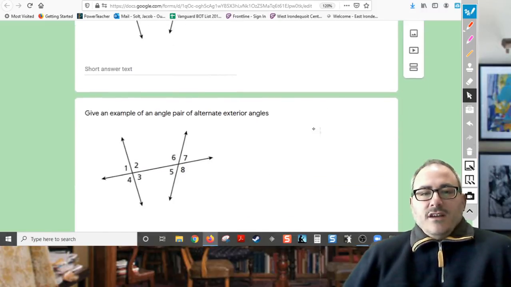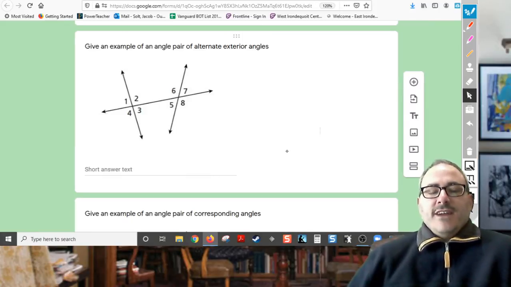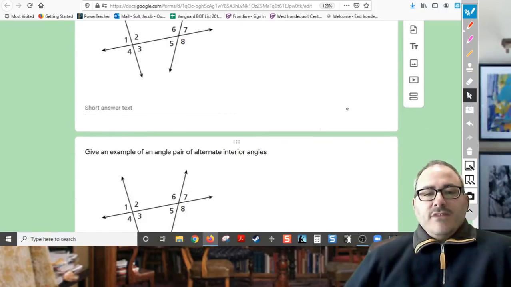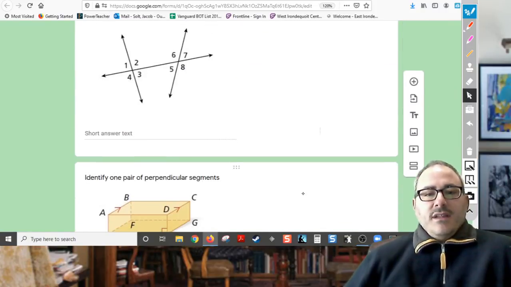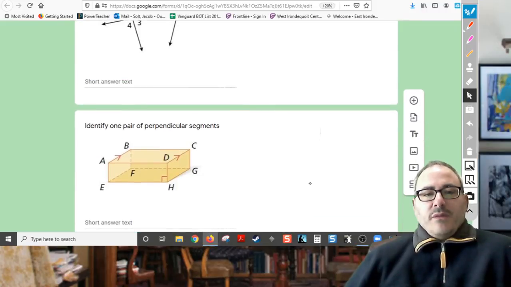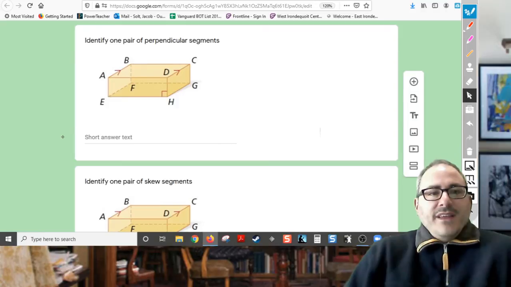All right. Give an angle pair of alternate exterior angles. Alternate exterior. I think you can handle these. I think we've gone over it enough. I'll let you give these a shot. All right, so you're probably pausing and writing those out. You're unpausing me now.